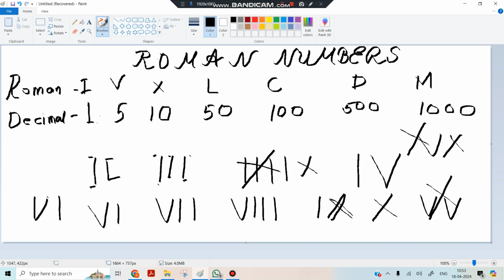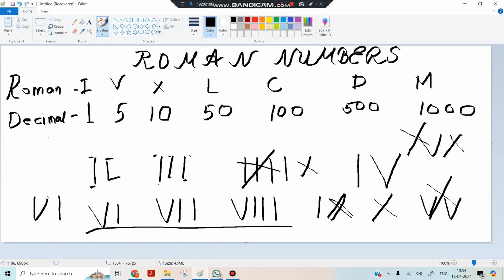Let's see the third rule. If a letter is written to the right of another letter of a greater value, then we add their values. Just like you saw over here, a 1 is written to the right of V, another letter of a greater value. V, that is 5, is greater than 1, that is I. So when the letter is written to the right of another letter of a greater value, then we add their values just like you see over here.